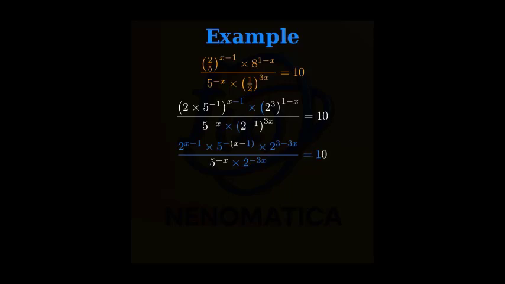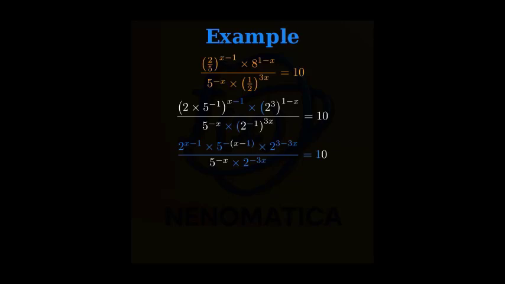First, when we have a parenthesized expression raised to a power, we distribute the exponent to each term inside. For the expression 2 times 5 to the negative 1, all raised to x minus 1, we get 2 to the power of x minus 1 times 5 to the power of negative 1 times x minus 1.